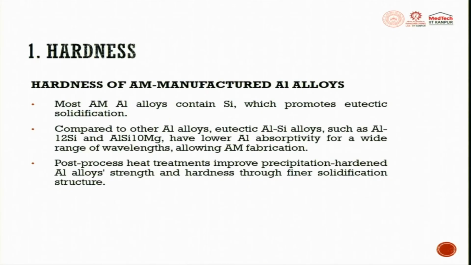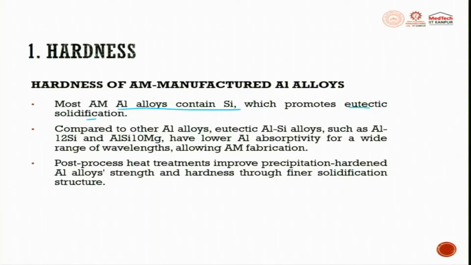Most additive manufacturing aluminum alloys contain silicon. It is basically added to the atomized powder, which promotes eutectic solidification. So, eutectic, eutectoid, peritectoid, these all come in the binary phase diagram, so basic knowledge about that is important to understand this. Why is this silicon? Silicon helps in solidification or flowability, something like that. It has to have some role, which promotes eutectic solidification.